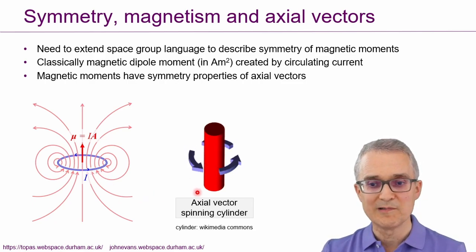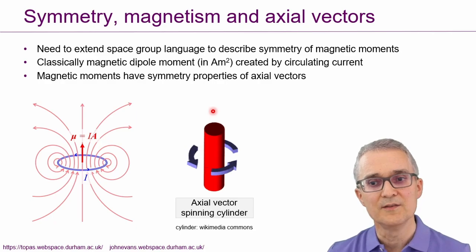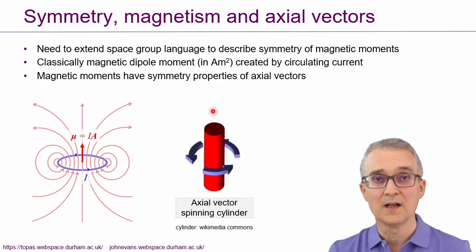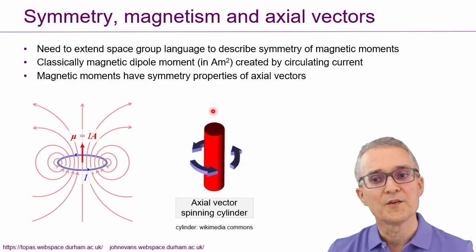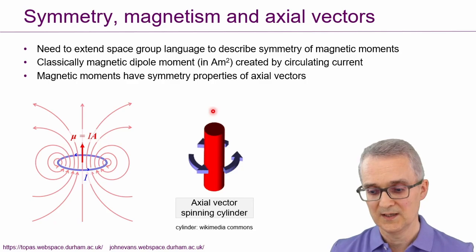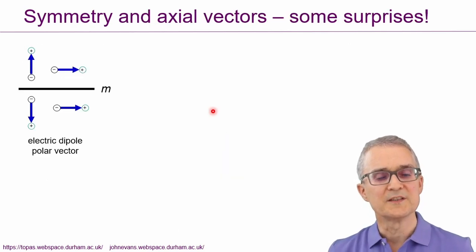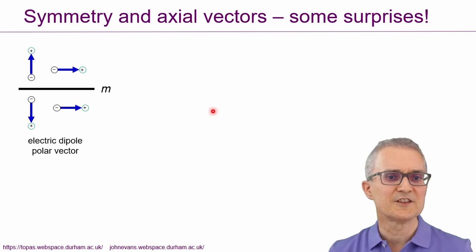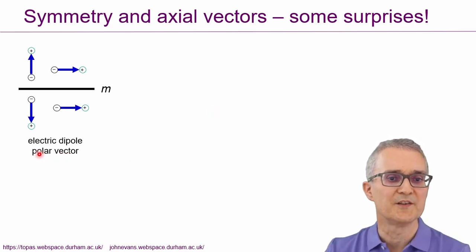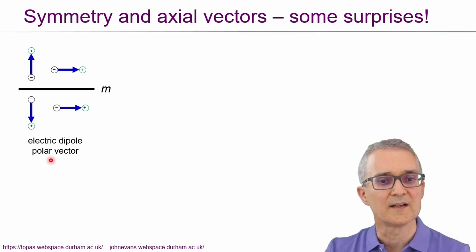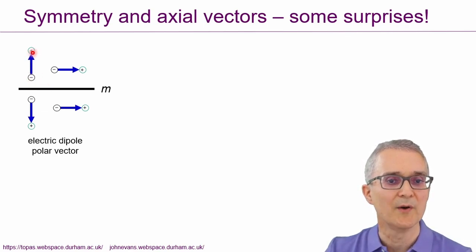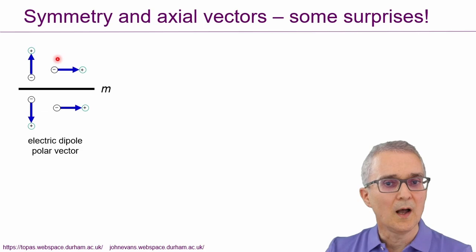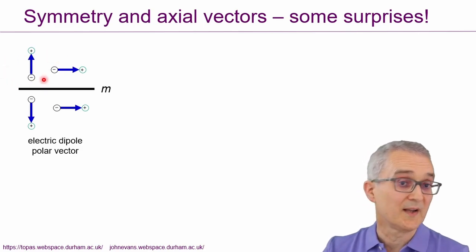And if you want to understand the symmetry properties of an axial vector, you can think of this little cartoon in the middle of the screen. You can think of an axial vector as a spinning cylinder. So with that idea in mind, let's think about what symmetry operators do to magnetic moments in a material. Before we look at magnetic moments, let's just think back to a simpler system, something like an electric dipole in a material, which we can classify as being a polar vector. Here I've got a little sketch of what a mirror plane operator would do to an electric dipole, this little blue arrow, which is a polar vector.